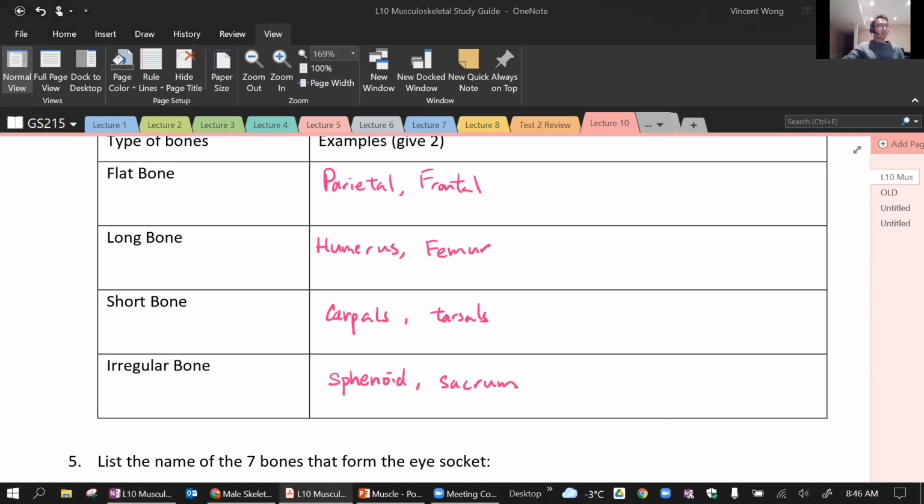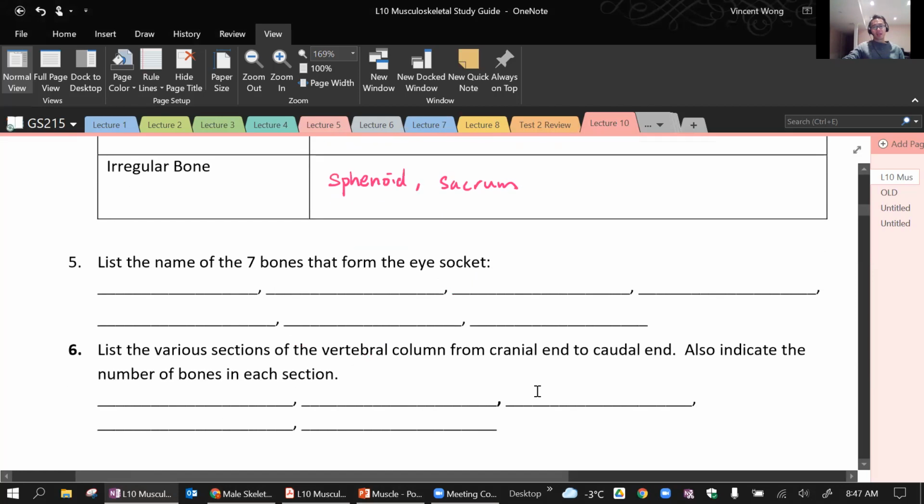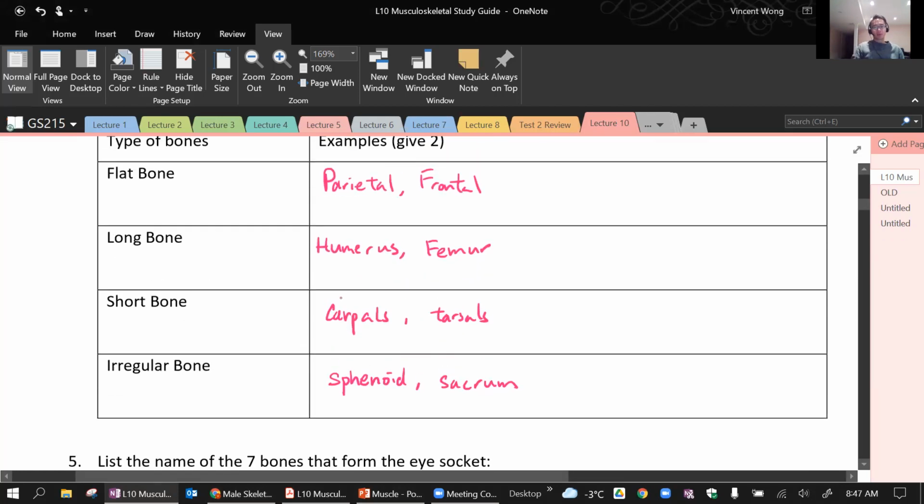Okay, next we have to list the names of the 7 bones that form the eye socket. Another name for eye socket is your orbit.